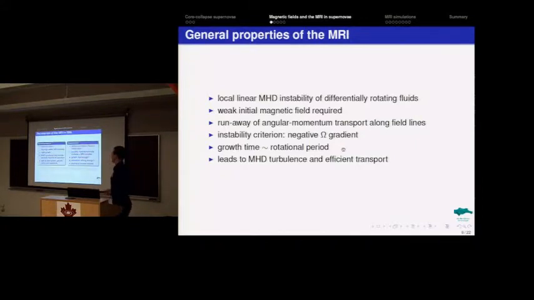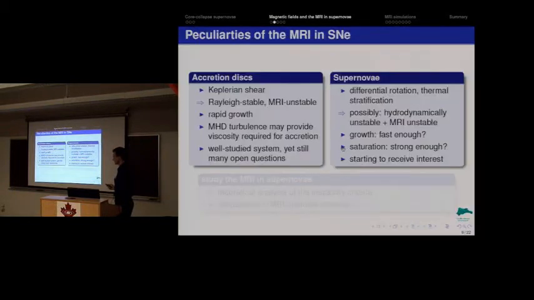So the main application of the MRI is, of course, the accretion disk, where you have Keplerian shear leading to a hydrodynamically stable, Rayleigh stable system, and which is nevertheless MRI unstable. It's Rayleigh stable because the angular momentum increases outwards, but it's MRI unstable because of the negative omega gradient of the system. The MRI grows very rapidly on rotational timescales and leads to MHD turbulence. The system is relatively well studied, but still not fully understood.